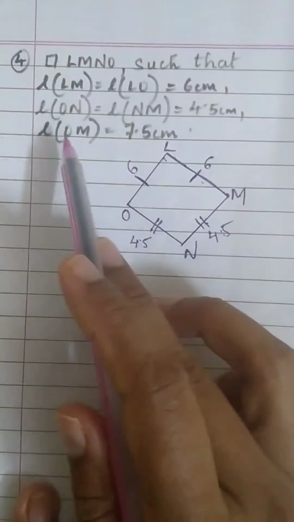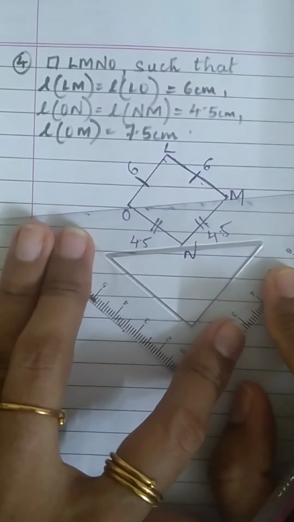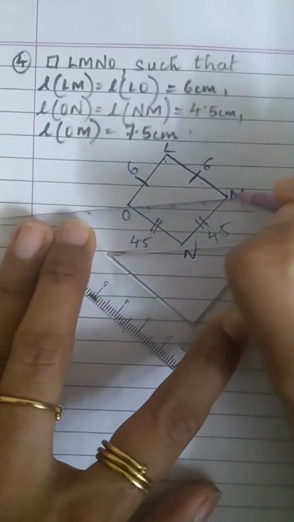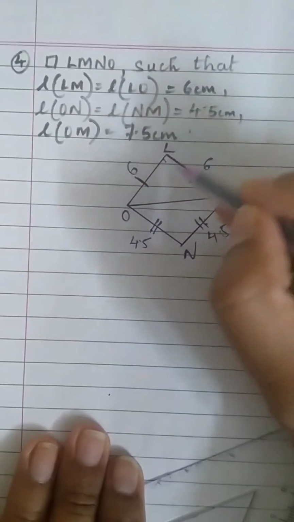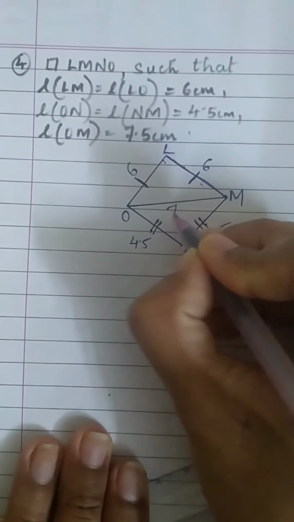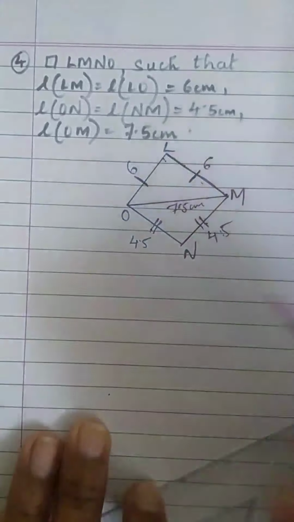Then we have OM 7.5 centimeter. Where is OM? That is a diagonal. So this is the same as the second sum which we did. Okay. So we have a diagonal, which means we can draw the upper triangle first and later come to the lower triangle. OM is how much? 7.5 centimeter. Okay. So this you can do without my help.